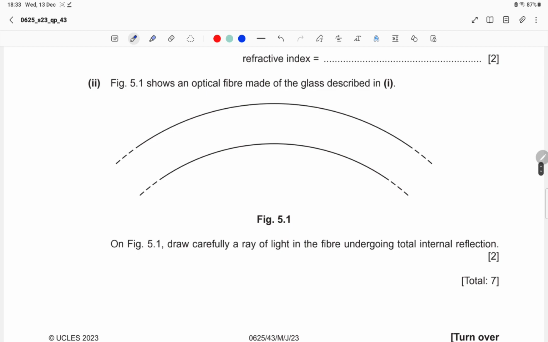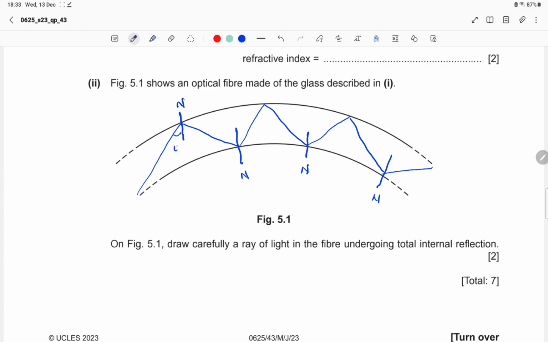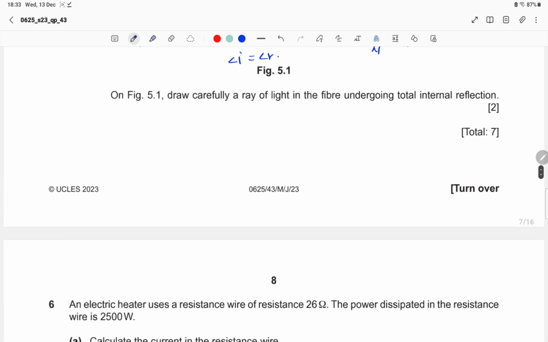Figure 5.1 shows an optical fiber made from glass fiber. Draw carefully a ray of light in the fiber undergoing total internal reflection. So you can draw it like this. Make sure you draw the normal, and then you draw the ray like this, and it goes on. This is again your normal, this is your angle of incidence, and this is the angle of reflection. So the angle of incidence equals the angle of reflection. This is what you need to do.